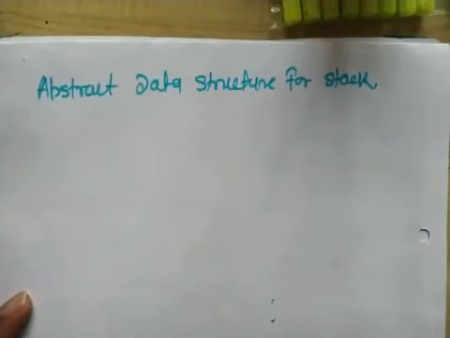As we know, stack is a linear data structure in which insertion and deletion are made by only one end, that is called top end. Or you can say it is a linear data structure or ordered list. So today we are going to see how we can define ADT for stack.